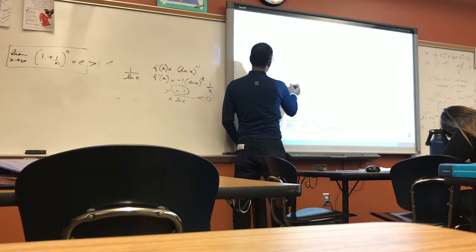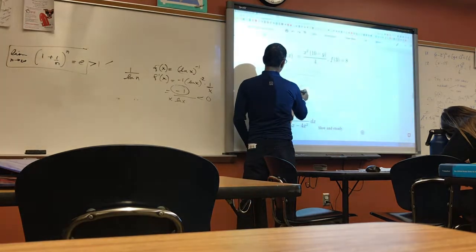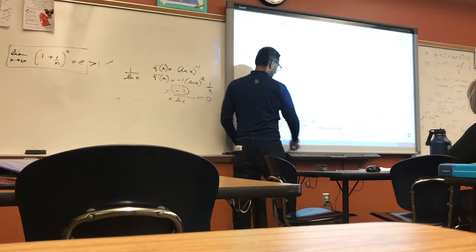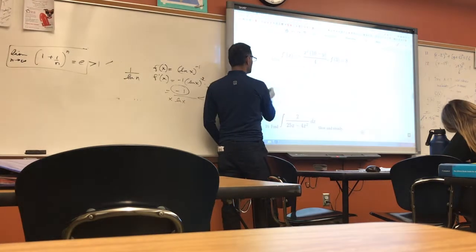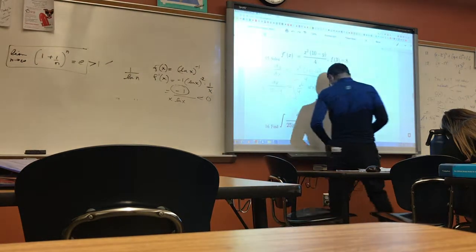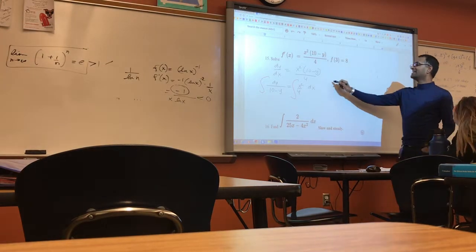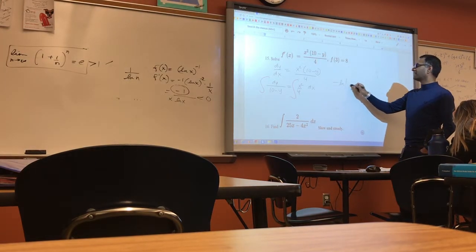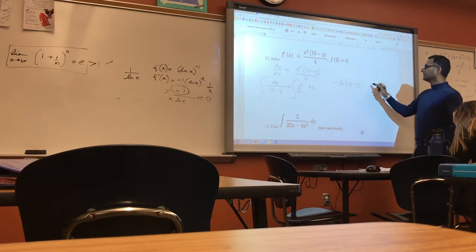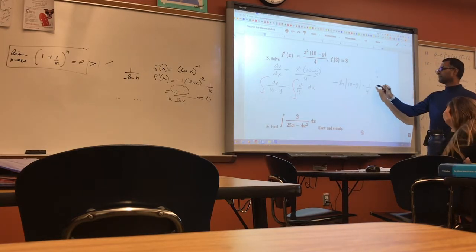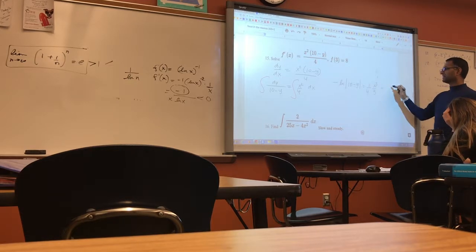10 minus y equals dx. Okay, don't forget to show the integration step. Okay, careful, on the left hand side. Negative ln absolute value 10 minus y equals 1/4 x cubed plus c.